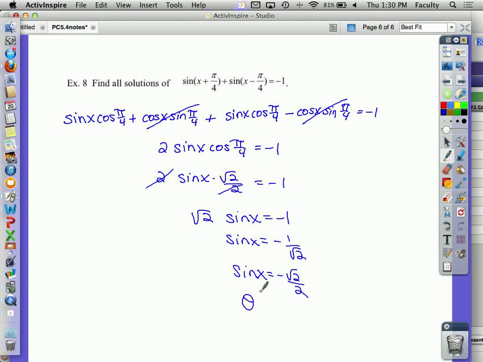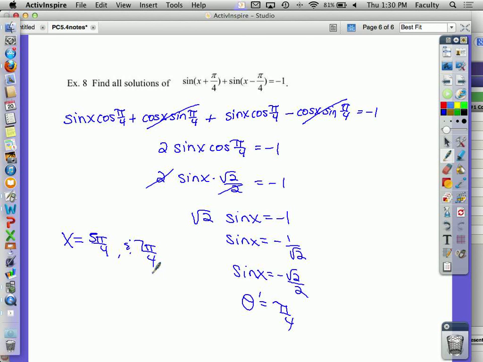What's theta prime? Pi over 4. So sine is negative in what 2 quadrants? Third and fourth. So this is 5 pi over 4 and 7 pi over 4.